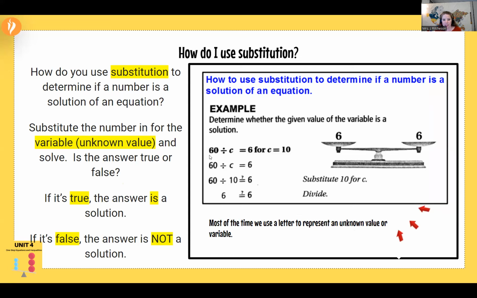For example, here's our problem right here. 60 divided by c equals 6. It tells us to substitute 10 for c. So if I substitute 10 right here for c, 60 divided by 10 is equal to 6. Is that true? It is true. 6 is equal to 6. Therefore, 10 is the solution to this equation. So 10 is a solution for c.